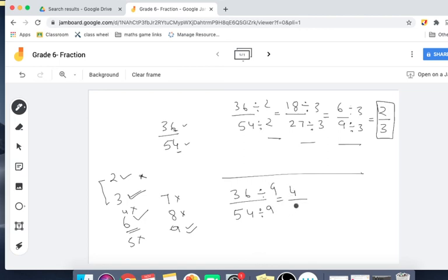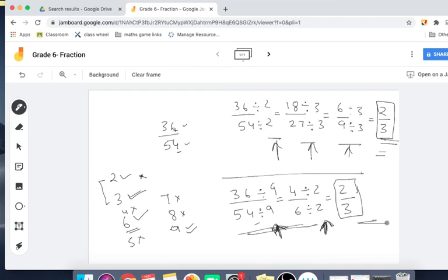9 4s are 36, 9 6s are 54, right? Now we know that 4 and 6 both come in the table of 2, so let's divide with 2 and we have got 2 by 3 as the answer. So here we had to do only two steps. Once we divided by 9, once we divided by 2. In these 2 steps only we have got the answer, right? 2 by 3. Whereas in the method above we divided the number 3 times to get the answer 2 by 3. And in both cases the answer is the same. No difference in the answer.